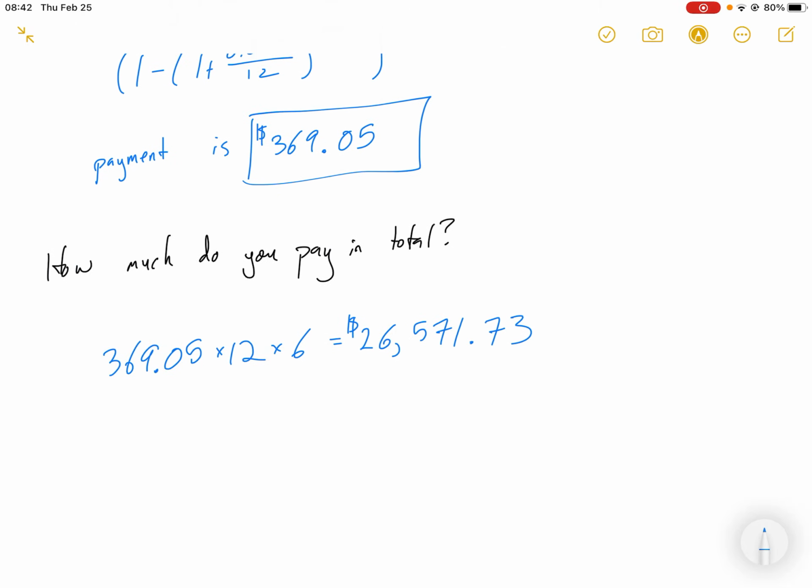So that's something to keep in mind as well when you're thinking about taking out a loan. How much do you actually pay versus how much you pay just for the car itself? So if you don't feel like paying over $2,000 in interest, maybe don't take the 6-year option.